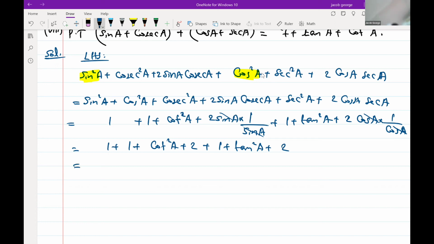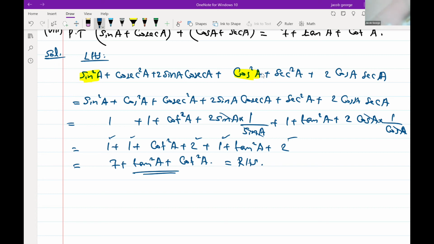Now add the numbers. What do you get? 1 plus 1, 2. 2 plus 2, 4. 4 plus 1, 5. 5 plus 2, 7. Total 7 is there, right? So we got the answer 7 plus tan square A plus cot square A. Hence it is proved. This is the right hand side, and we got the right hand side, hence it is proved.